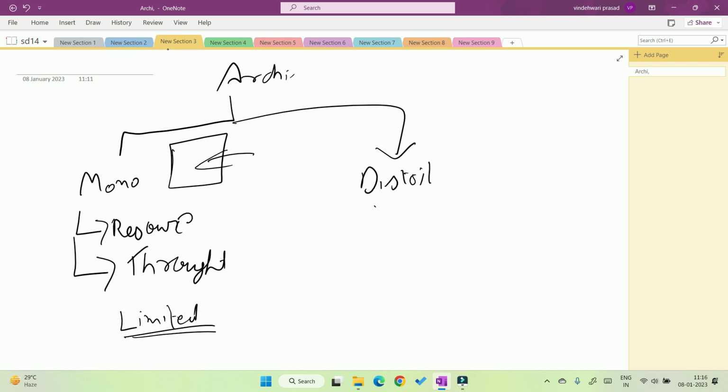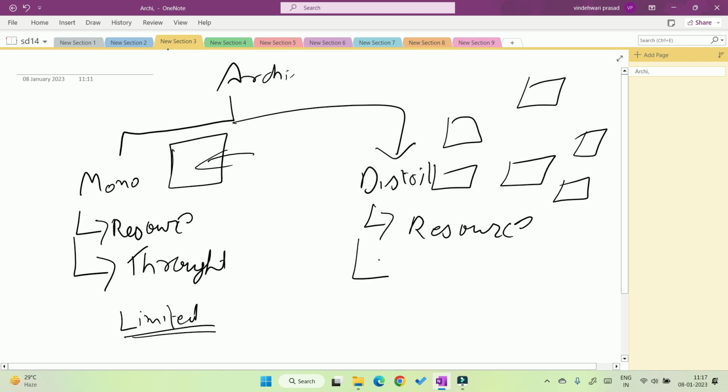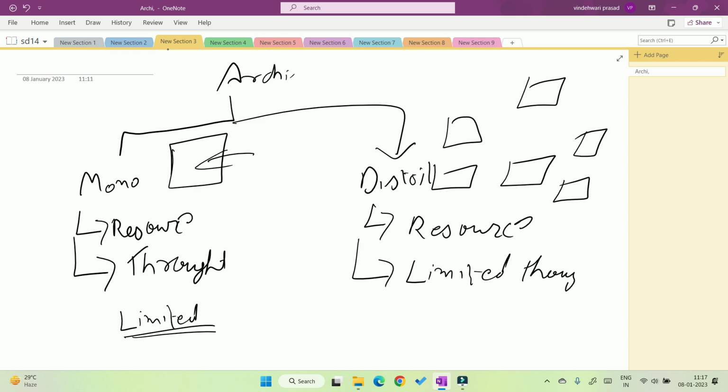monolithic system. But in distributed, resources are not limited because if more requests come, they increase the number of machines. So here the limitation is not present. Throughput limitation is not present.